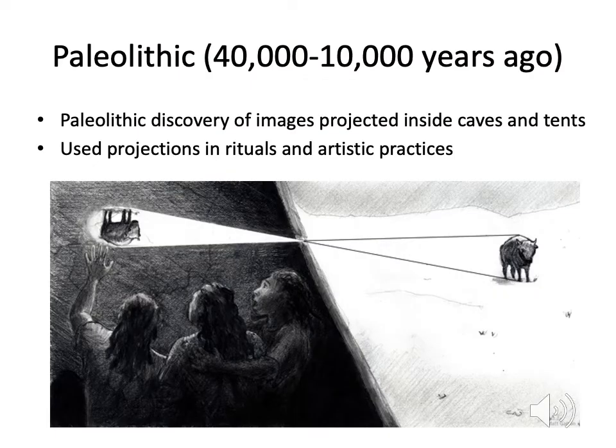So now if we go back 40,000 years ago, Paleolithic times, the discovery of images projected inside caves and tents. This is what they were doing. They were using small holes and projections for rituals and artistic practices. Now these small holes enabled light on the other side of the cave and tent to project an image on the darker side, on the tent side, on the cave side.